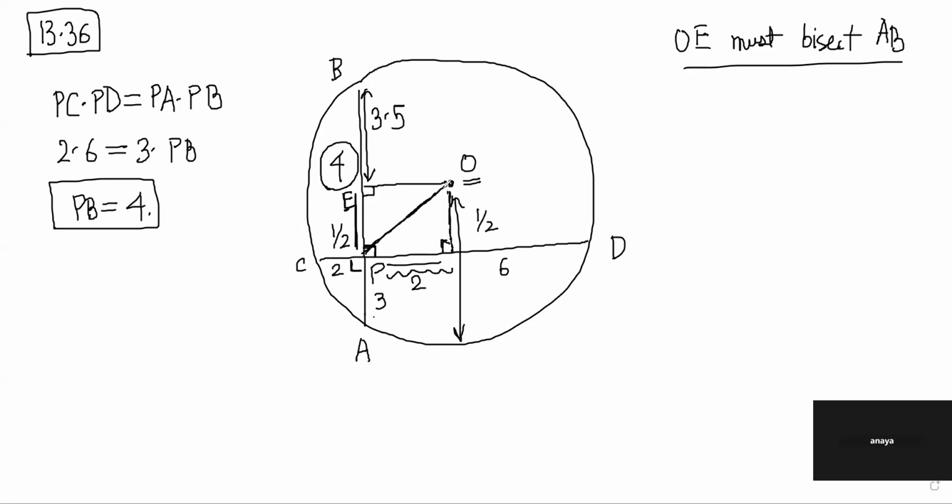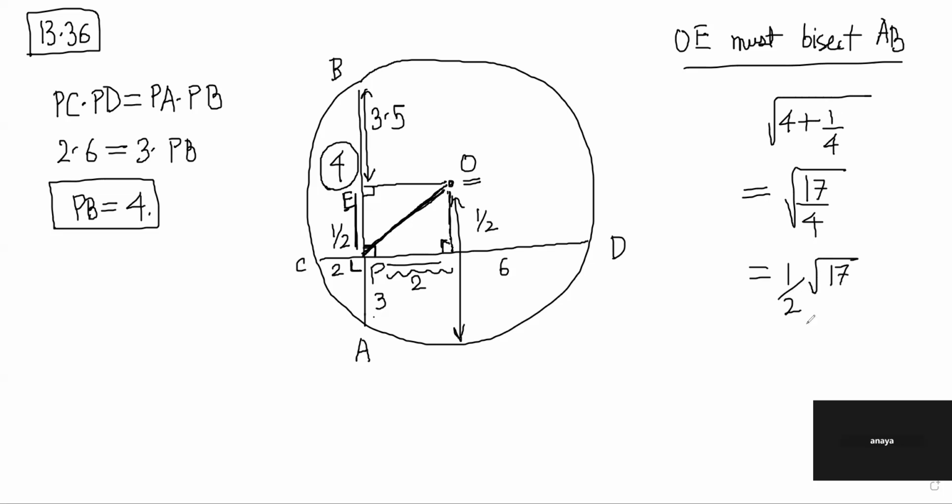And now we can find this distance. By Pythagoras theorem, we'll find it as root over 2 squared, that is 4, plus 1/4. So root over 17/4, or half of root 17. That is coming as our length here. We have made a rectangle by drawing perpendiculars from O to AB as well as to CD. Those perpendiculars will pass through the midpoints of those chords.